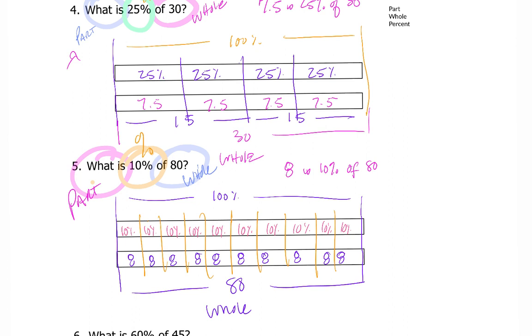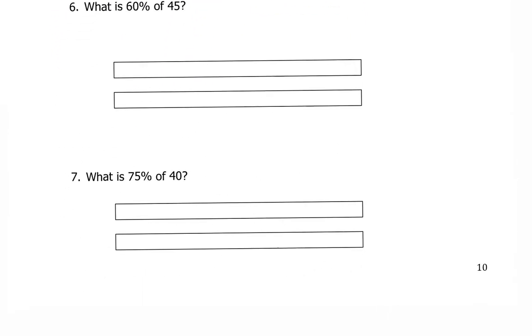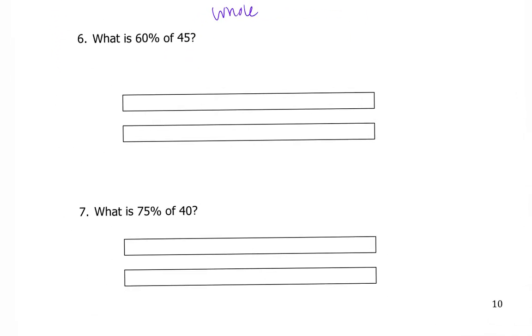Okay, so you should get, for number 4, 7.5 is 25% of 30. And for number 5, 8 is 10% of 80. Now, many of you learned some simple ways to do it, but this is how we want you to do this paper on the bar models. This is how you do it. So you have a graphic representation. Okay, so now you're going to hit pause again, and you're going to do these two. Go.